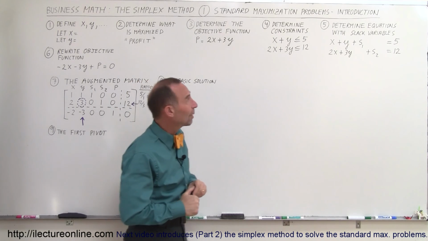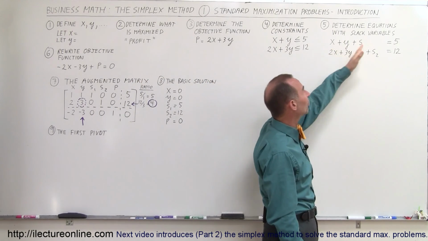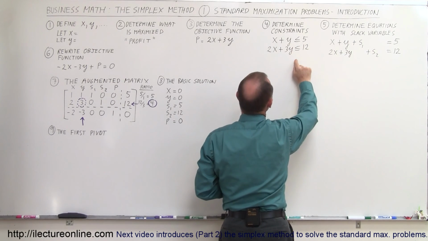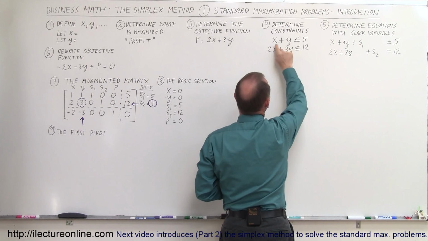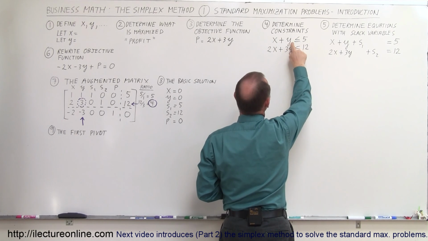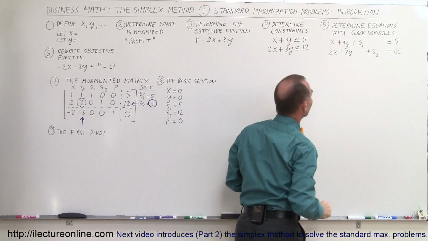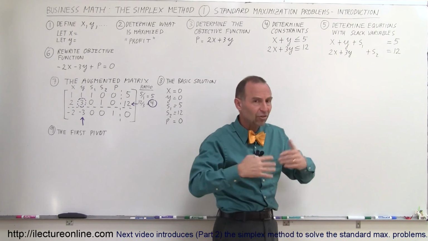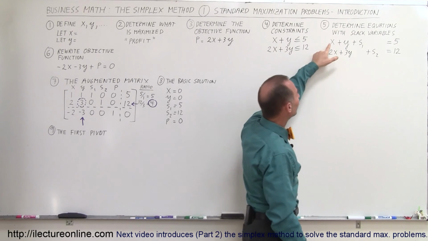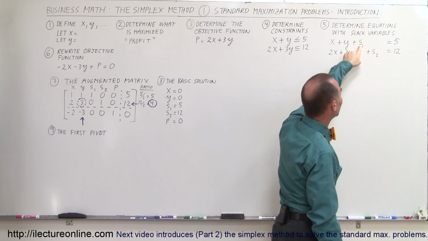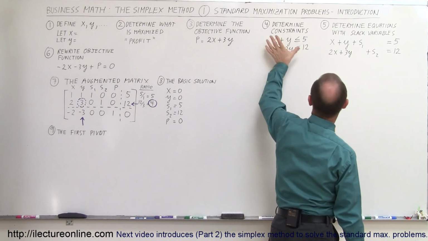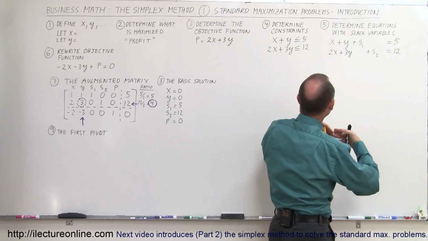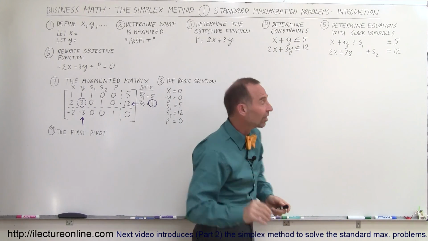The next thing we'll want to do, step 5, is determine the equations with the slack variables, which is kind of interesting. What we do here is we have an inequality, and let's say that both x and y were equal to 0. What number would you have to add on the left side to make it equal to 5? Well, let's add a slack variable, S1. It takes up the slack, the missing quantity. So if x plus y equals 0, then the slack variable would have to be 5 to make that equal to 5. So we turn this into an equation by adding a slack variable to make it equal to 5. And we do the same with the second inequality.